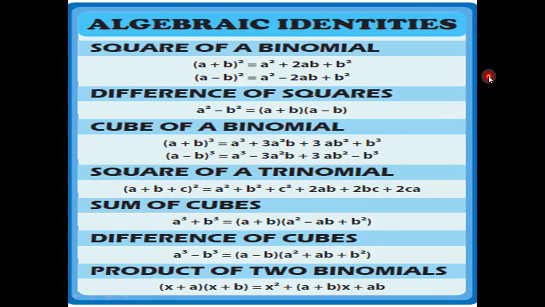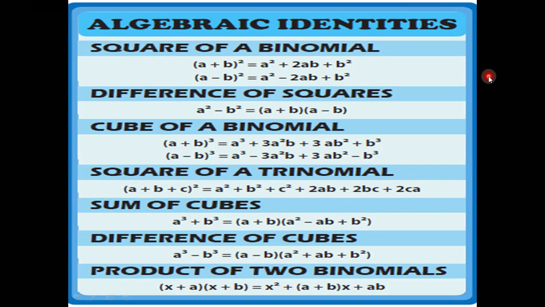Apart from that, in grade 9, you'll also learn the algebraic identities associated with the cubes of a binomial. The first one is (a plus b) the whole cube, which is equal to a cube plus 3a square b plus 3ab square plus b cube. The next one is (a minus b) the whole cube, which is equal to a cube minus 3a square b plus 3ab square minus b cube.